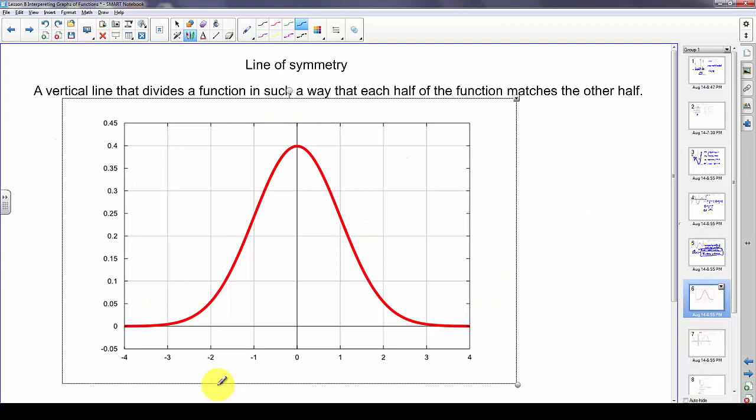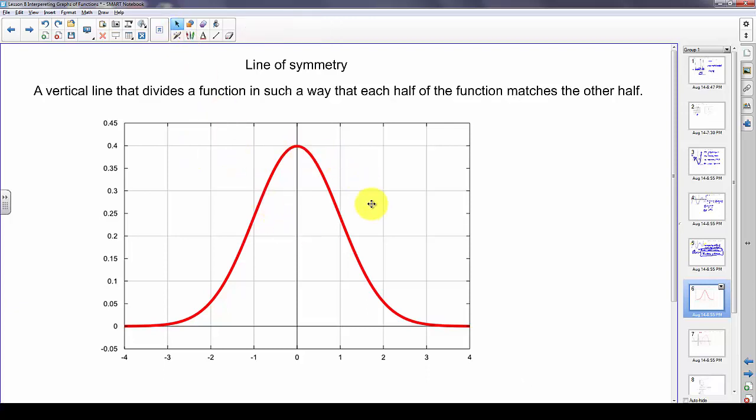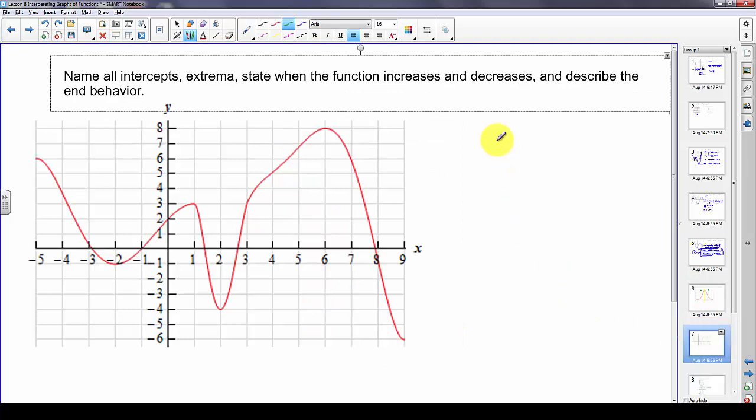Sometimes graphs have lines of symmetry, and as stated in this problem here, a line of symmetry is basically a line that divides the function in such a way such that each half of the graph matches the other half. So if I were to take and fold this graph over this yellow line right here, this being my line of symmetry, then the left side of the graph would flip right over to the right side of the graph and match.